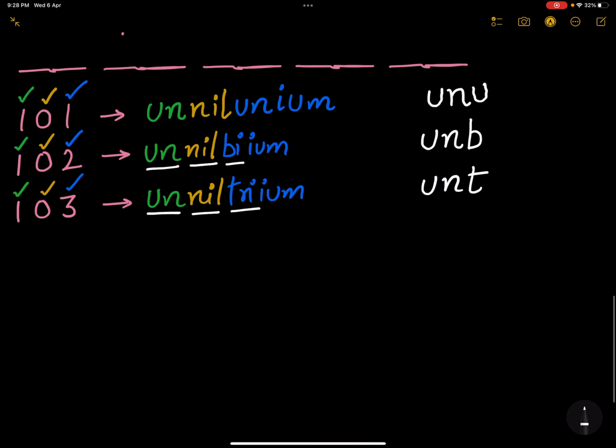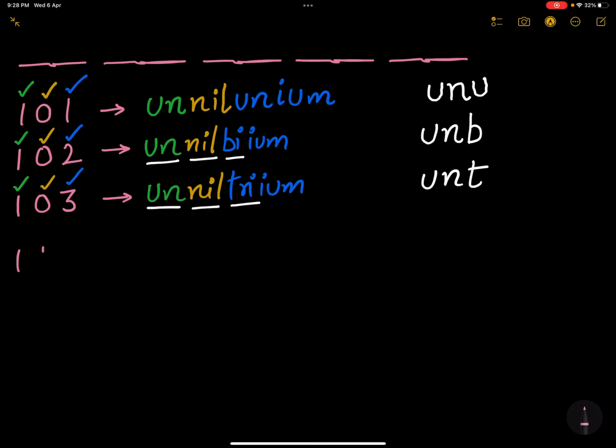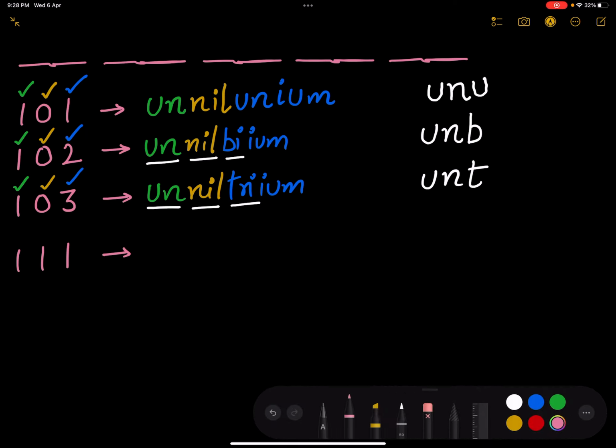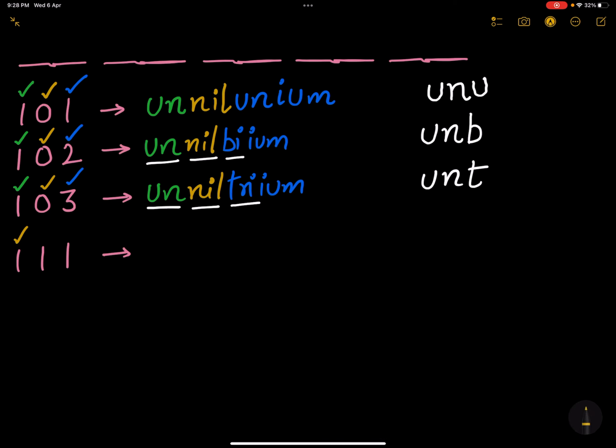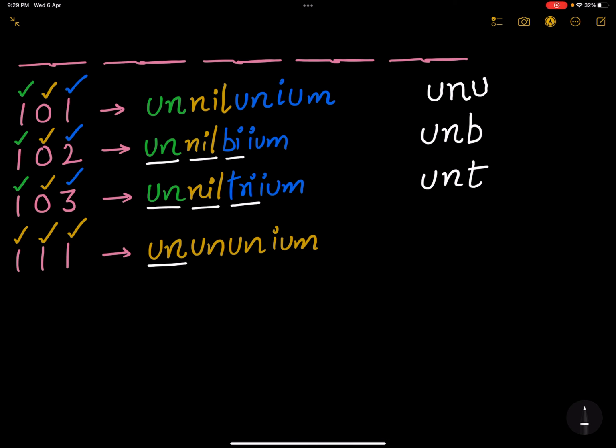Now let us take atomic number 111 as an example. The first digit is 1, so its numerical root will be un. The second digit is also 1, so it's again un. The third digit is also 1, so it's again un. So its name is un, un, un, and we have to add ium at the end. So the element with atomic number 111 will be called unununium. Now let us talk about the symbol. For un, the symbol is u. For again un, the symbol is u, and for the third un, the symbol is u.